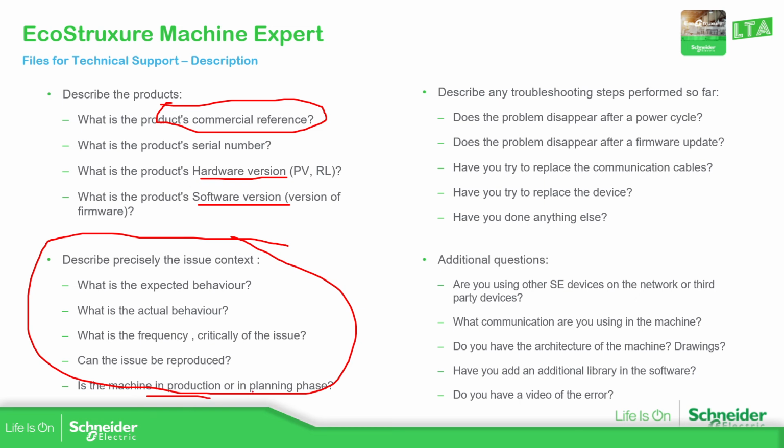if it's in production or in the planning phase, this can be related to the urgency, so we can treat the case much faster. Then the troubleshooting steps, if you have done any of these parts, and then additional questions, in case you are using other products or not, what communication are you using. If you can provide the total architecture that you have, it's going to be good. Then the video about the error, that would be wonderful also.